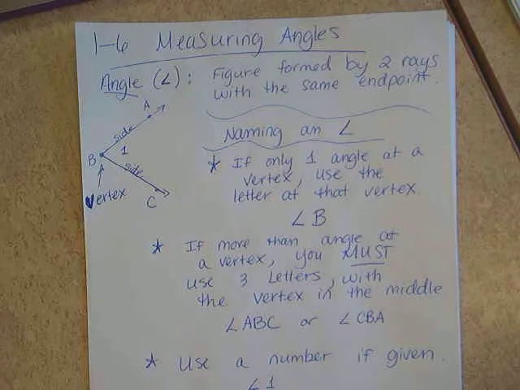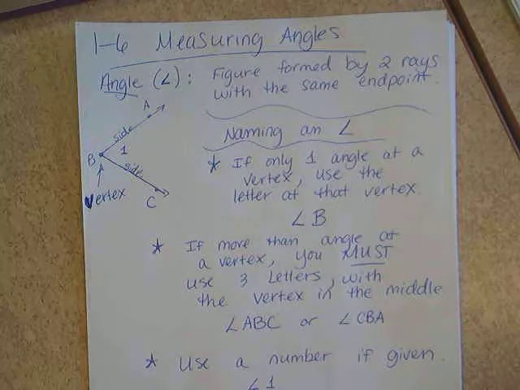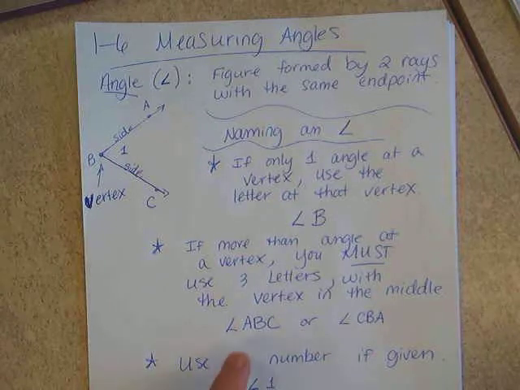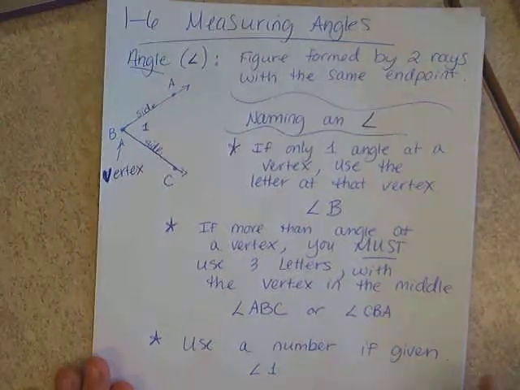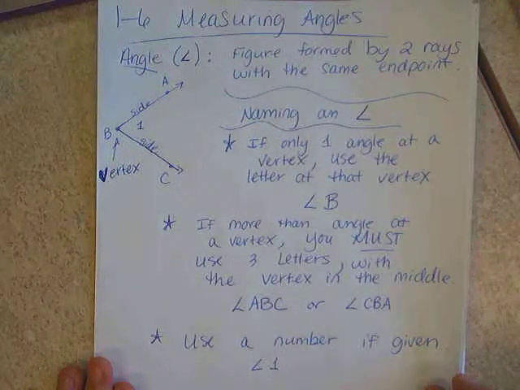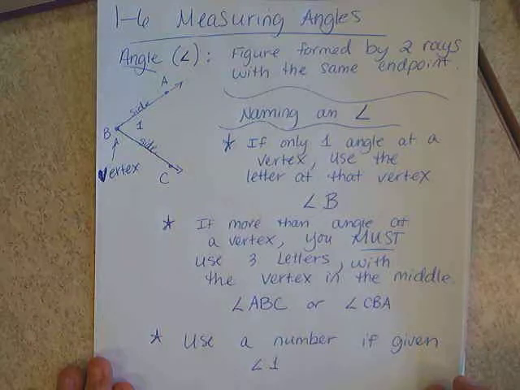The third option is that sometimes you'll see a little number inside, and you can use the number if it's given. So we could talk about angle 1. Part of your assignment will be, they'll refer to an angle and say, give two other ways to name that angle. You could reverse the order of the letters. You could use just one letter occasionally, or a number. Good so far?